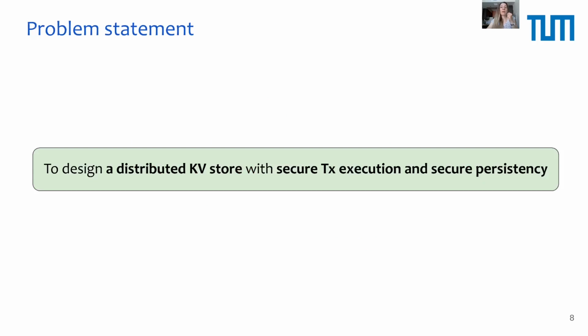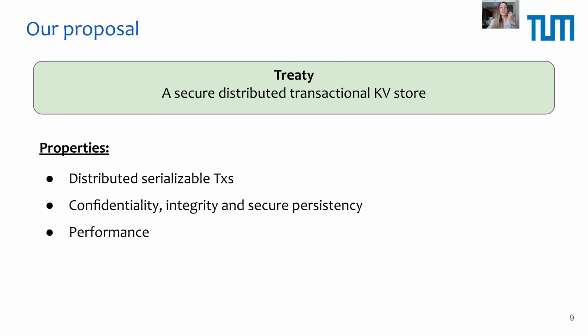To frame our problem clearly, we seek to design a distributed key-value store that supports distributed transactions with secure execution and secure persistency. And our proposal is Treaty. Treaty is a secure distributed transactional key-value store that supports distributed serializable transactions. In addition, we guarantee integrity, confidentiality, and secure persistency for the stored data and the executed operations. Lastly, we design Treaty with consideration to performance.